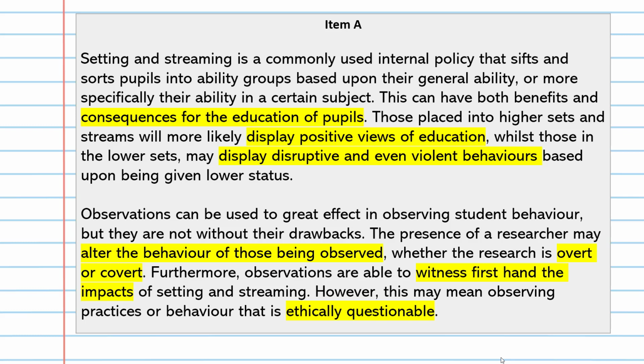Those placed into high sets and streams were more likely to display positive views of education. Now, if we're doing an observation and a group of students are very positive about education, are we seeing a true picture of all of the sets and streams? That might be something to consider.